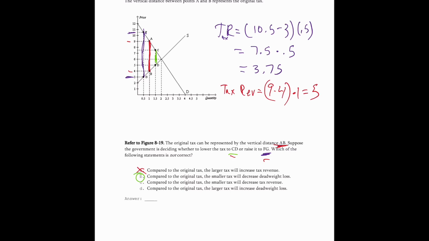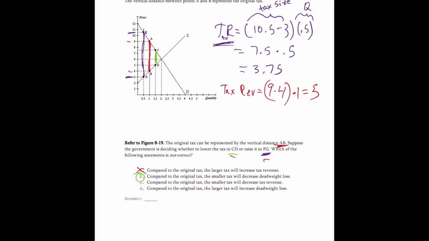So we actually have to calculate the tax revenue. Remember, the tax revenue is just the amount of the tax, so this is our tax size, and then this is the quantity of goods we're being taxed. So we multiply those together to get tax revenue. That gives us 7.5 times 0.5, which gives us 3.75.